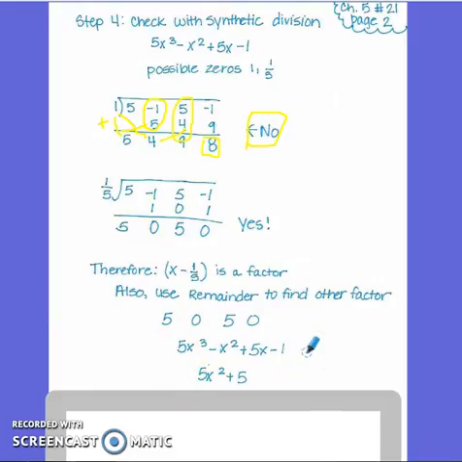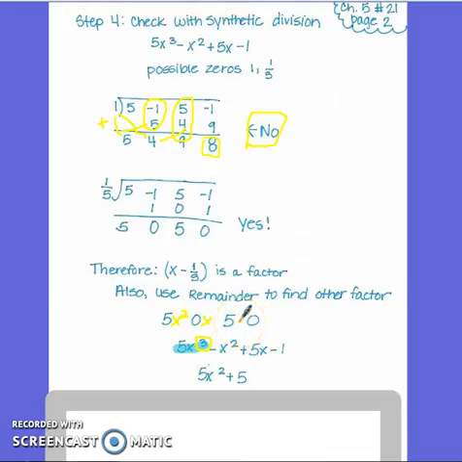This is our original function, and I'm going to explain how we can rewrite this based on that. So you're going to use your remainder, and you use your original function. So your original function is 5x to the third. You go down 1 degree from here, which would be 2, and you're going to put that here. So it's 5x squared. This would be our x. This would be our constant.